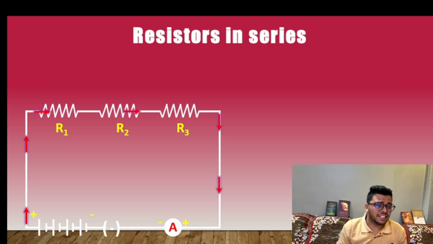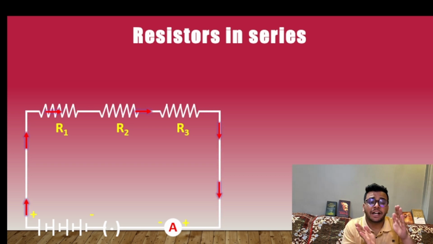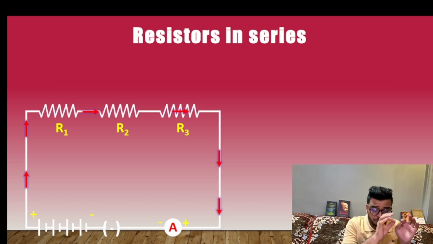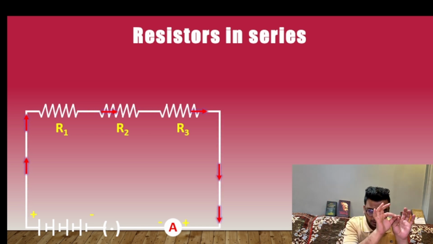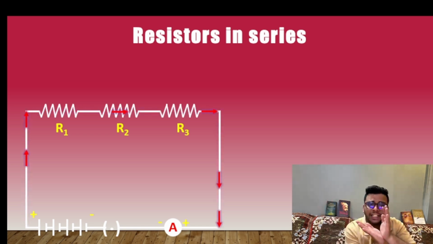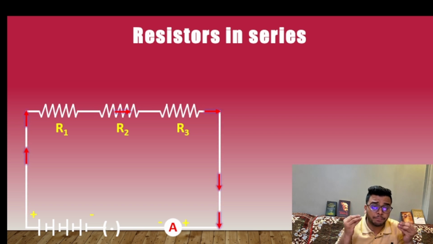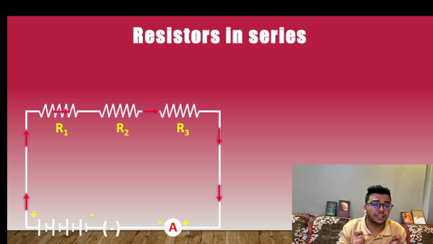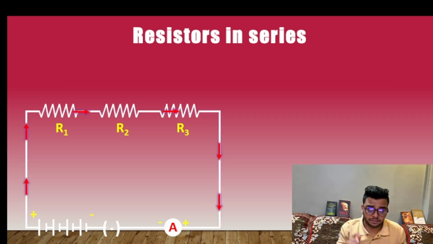You all can see the current flowing is the same. The current is not getting divided. So resistors are getting the same I. The I flowing is the same, it is not getting divided. So a very important point to remember: the current is the same, the same current is flowing in series.